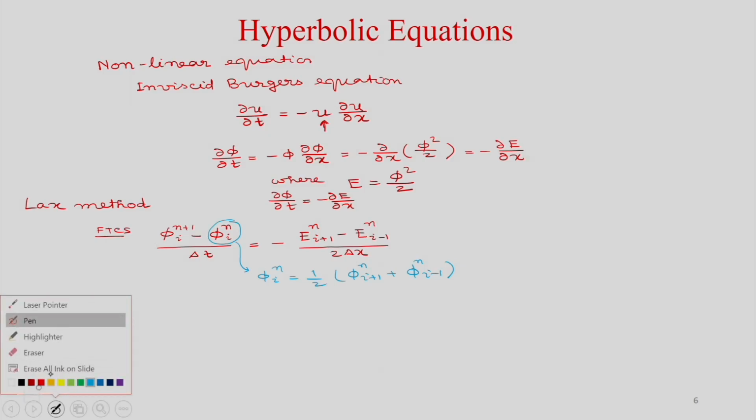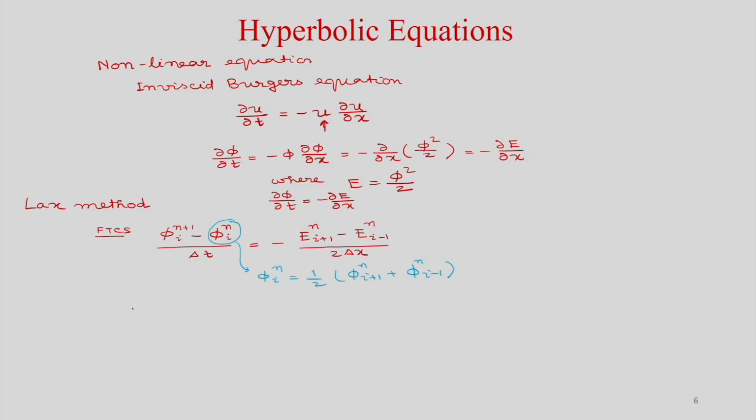So, if you put this value here, then you will get phi I n plus 1 is equal to half phi I plus 1 n plus phi I minus 1 n, minus del t by, so this will be E. And if you substitute E is equal to phi square by 2, then you will get 4 delta x, phi I plus 1 at level n square minus phi I minus 1 at level n square.